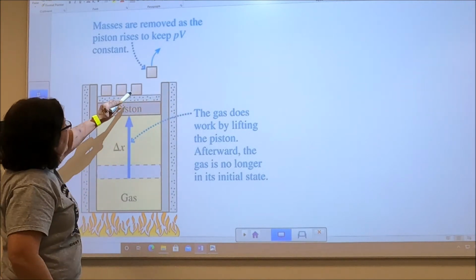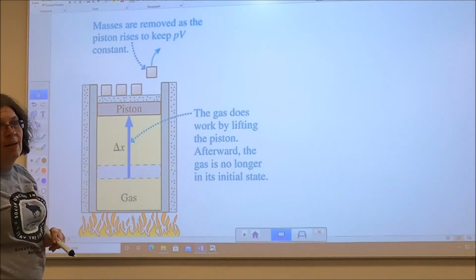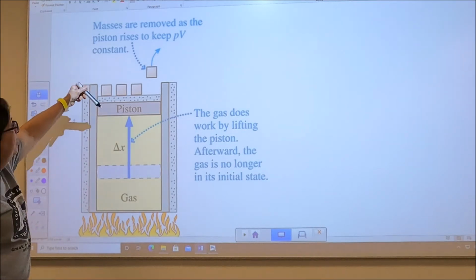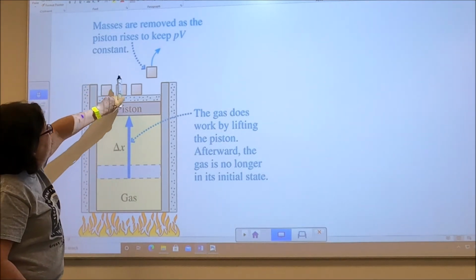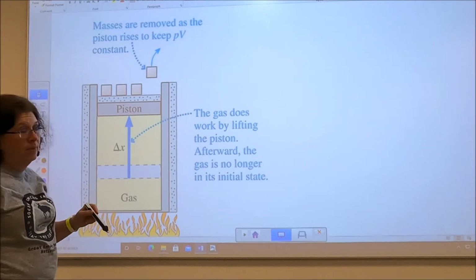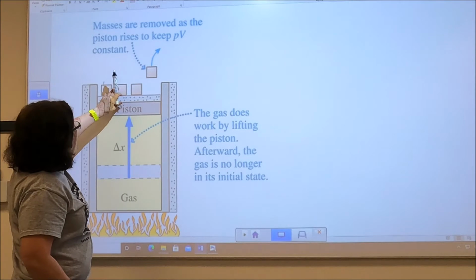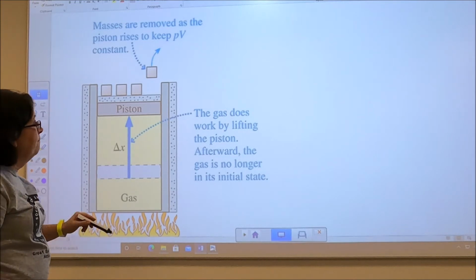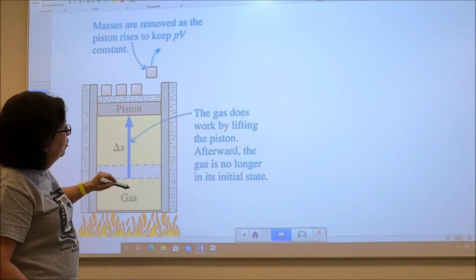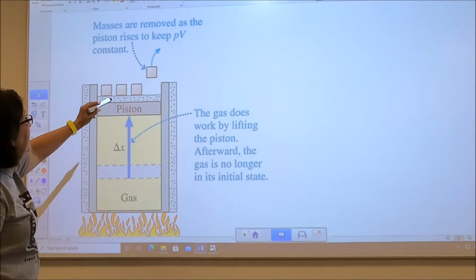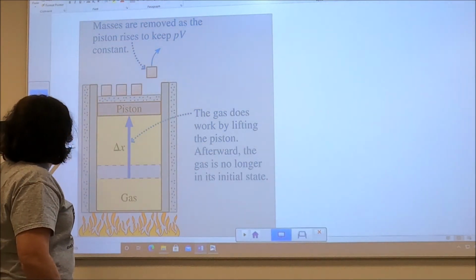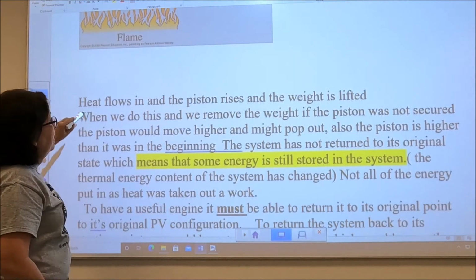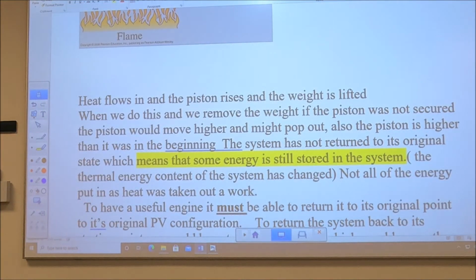Now, if I start taking these little blocks off, what's going to happen with the piston? Well, there's going to be less pressure on the outside than on the inside, so the piston is going to keep trying to move up. Well, the sides here aren't forever. If I pull all of these up, this piston's going to blow. So it lifted the piston, the gas is no longer in the state it was initially at, and if I take these out, I'm really messing with things. Heat flows in, the piston rises, the weights are lifted. When we remove the weight, if the piston was not secured, the piston would move higher and would pop out.